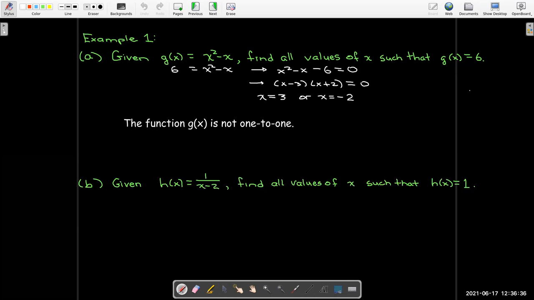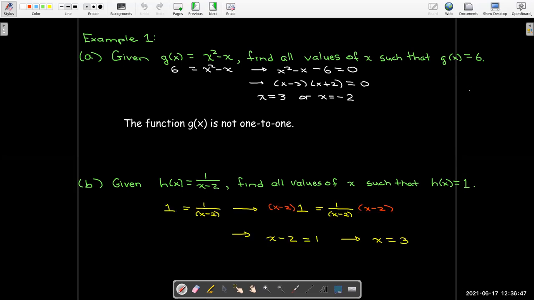We had the other example of h of x being 1 over x minus 2. And we said that we'd like to find all values of x where the output is 1. And there was only one value of x, which is 3. And if you think about this, no matter what x value you put in here, the y value that you get out is going to be unique. So it looks like h of x is a one-to-one function.